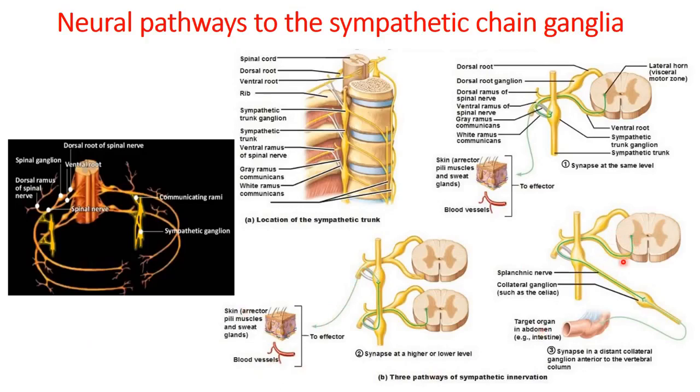Sometimes there will be no synapses in the ganglia. The preganglionic fibers directly bypass the sympathetic ganglia and terminate in the ganglia present near the organ. For example, they synapse in the distant collateral ganglion anterior to the vertebral column. Let us consider the celiac ganglion as an example. The sympathetic fibers directly bypass the sympathetic ganglia and terminate in the celiac ganglion, and thereby supply the visceral organs of the abdomen. So this is how the neural pathways to the sympathetic chain ganglia work.